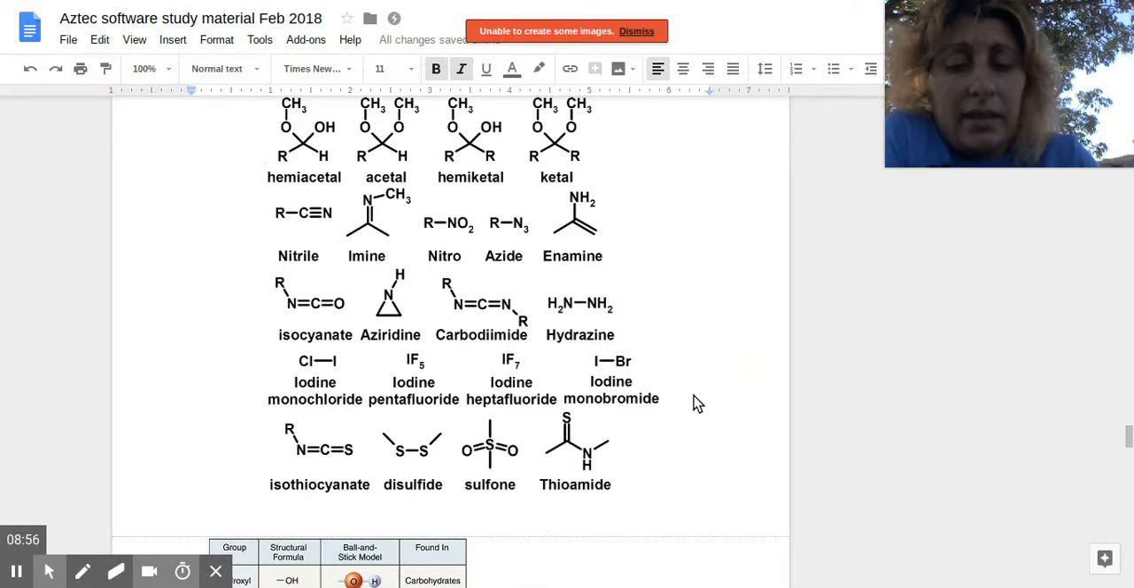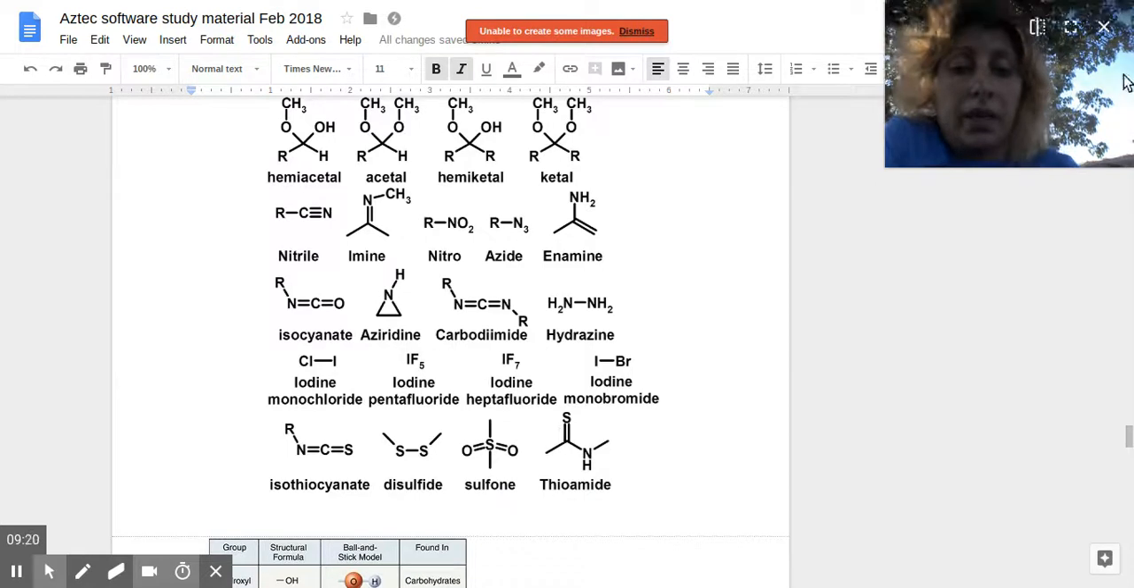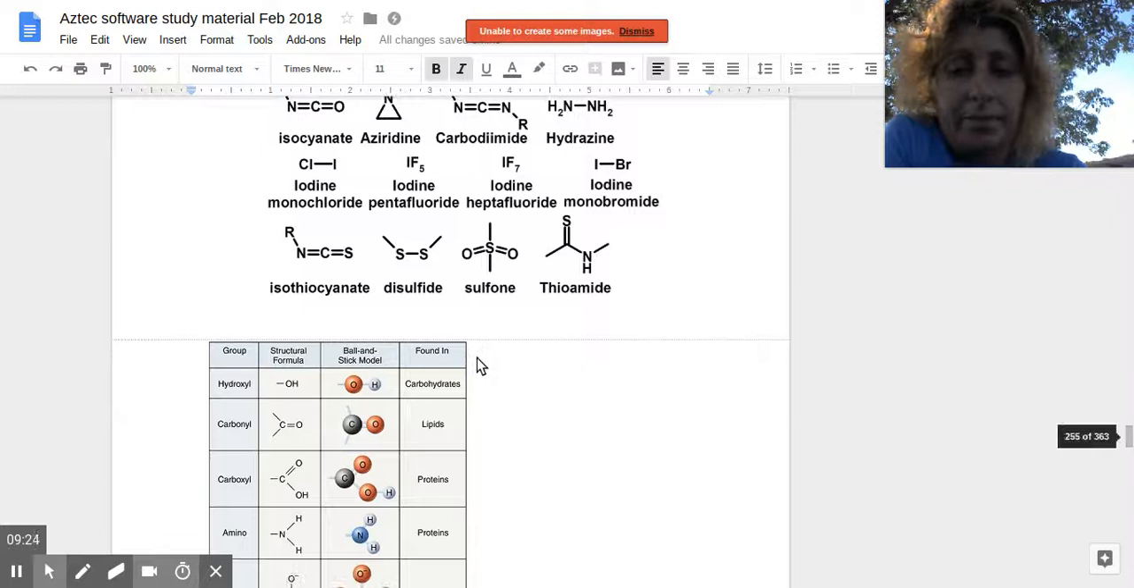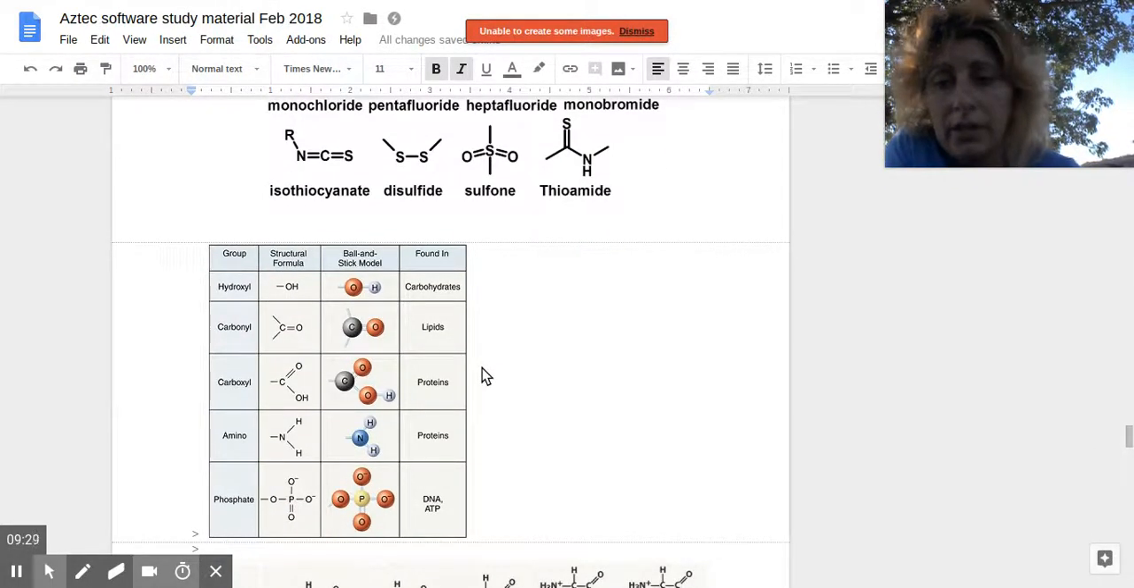Isothiocyanate. Carbon to sulfur, and then nitrogen on the other side in an R group. Disulfide, 2 sulfurs. Sulfur double bound to oxygens, and carbons coming off the sulfurs. So thioamide, sulfur double bound to carbon, then to nitrogen, and then carbon groups coming out on either side. So these are ball and stick figures.